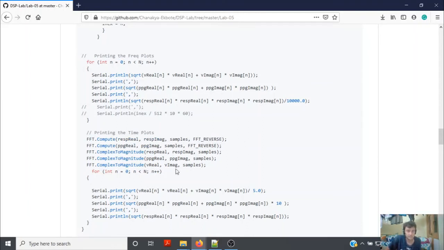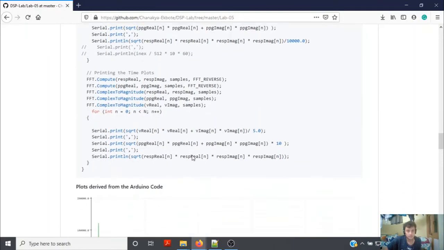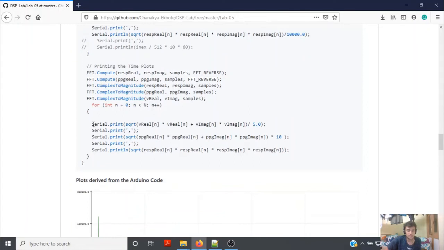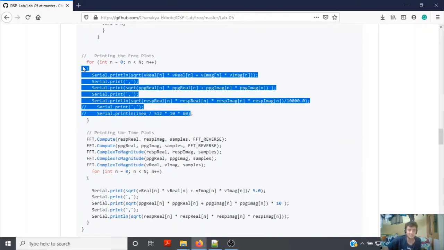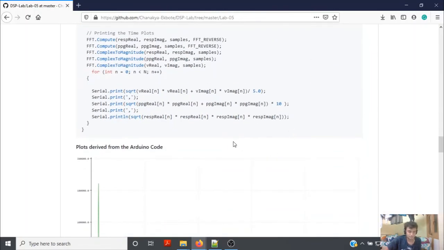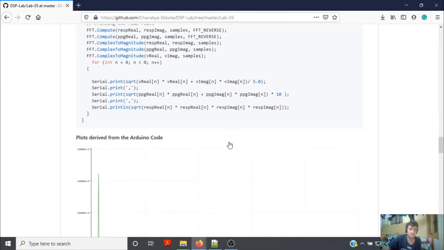And once that is done, you convert that into magnitude, so that you don't have to sit and do something like this all over again. And once you do complex to magnitude, all you have to do is just print this value. I could have just printed VDL, but I guess I was lazy and I just copied this thing back here. And once that is done, you get these plots.